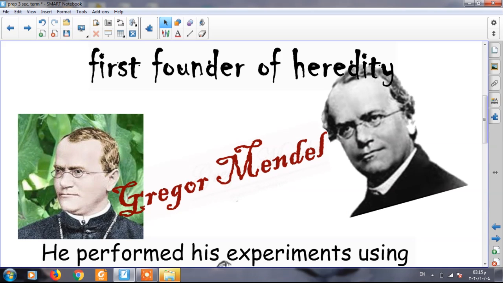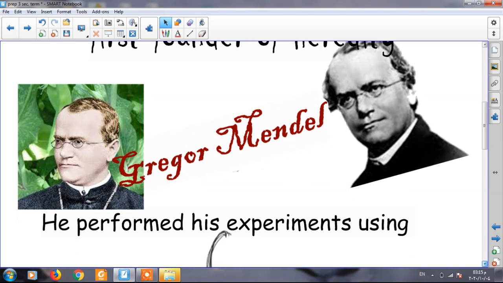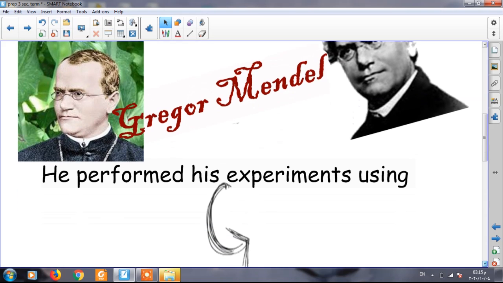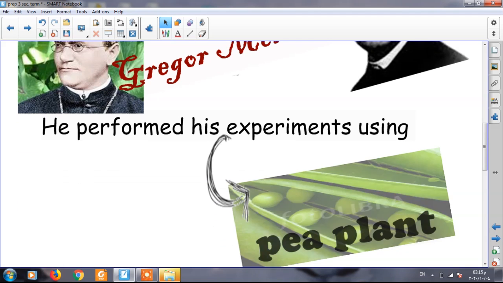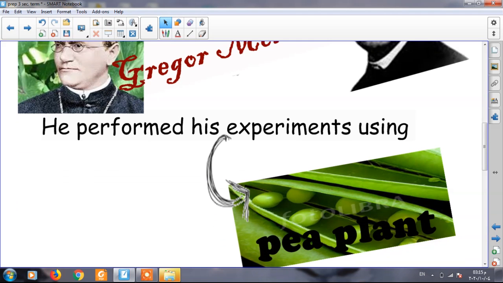Gregor Mendel made many experiments. All these experiments were done on only one living organism. This living organism is what? It is the pea plant. Why the pea plant? There are many reasons, and we will study all these reasons in detail at another time.